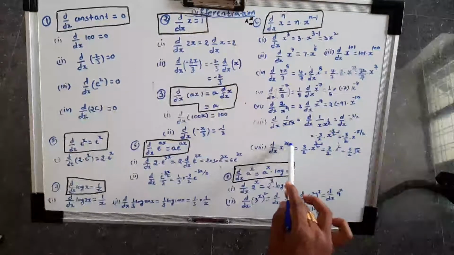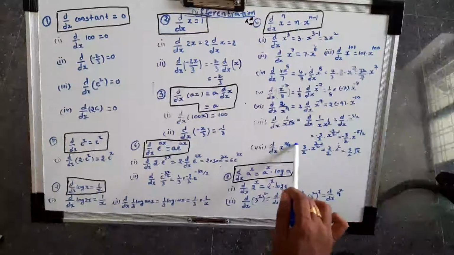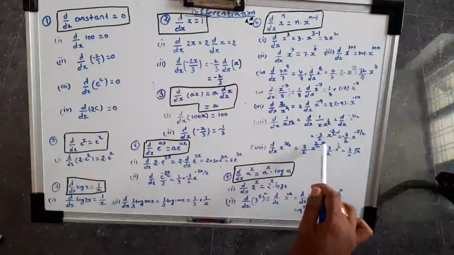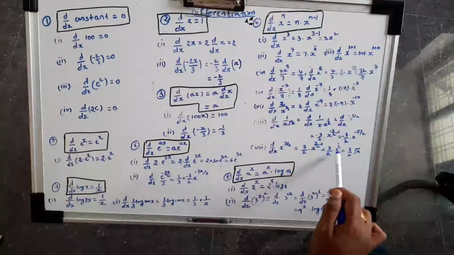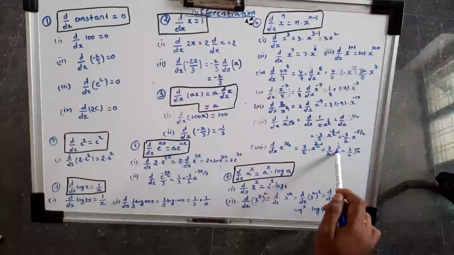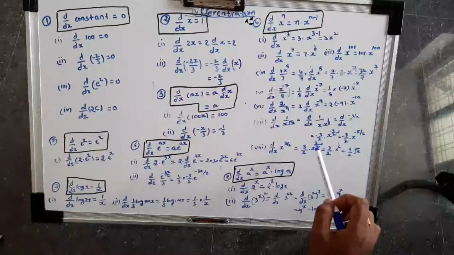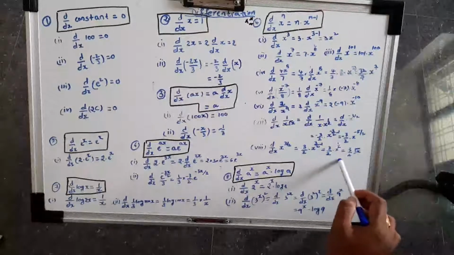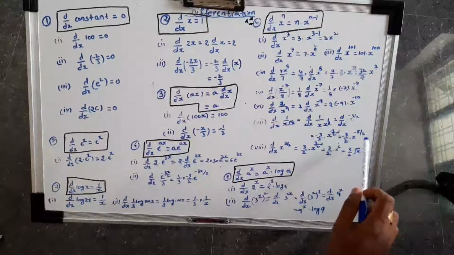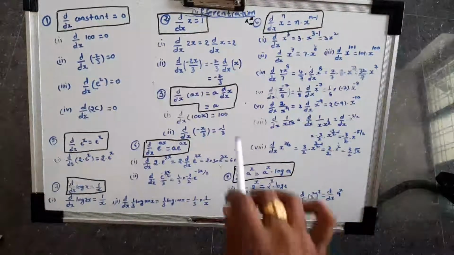So this is a positive fraction. In place of n, we have 3 by 2. Apply the formula n into x power n minus 1: 3 by 2 into x power 3 by 2 minus 1, so we get 3 over 2 times x power 1 by 2. For the final answer, remember that x power 1 by 2 can be written as root x. After getting the answer, if any term has x power 1 by 2, rewrite it as root x. So this is the fourth formula.